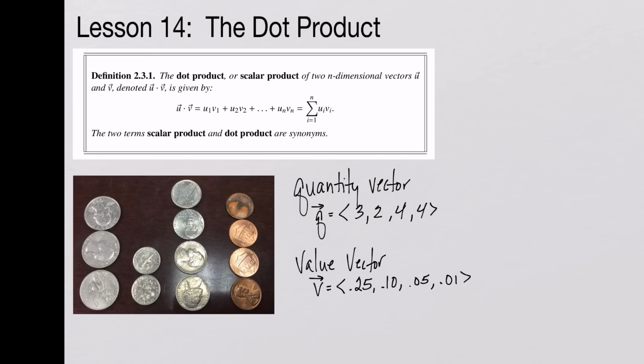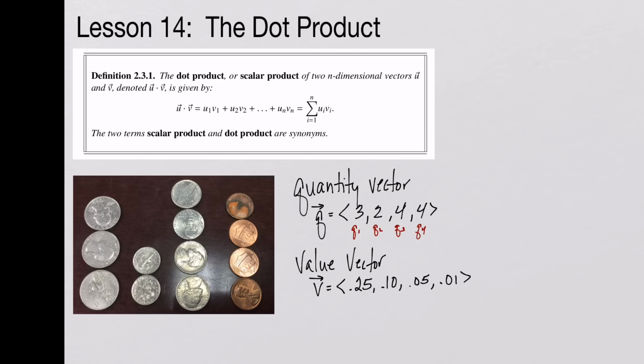So here we go. We've got our vector Q, where 3 represents the number of quarters, 2 is the number of dimes, 4 is the number of nickels, and then we've got 4 pennies as well. Right? And so we could also label these as the components in a vector, where this first entry, the number of quarters, is Q1, dimes is Q2, nickels is Q3, and pennies would be Q4. And then we've got the value.